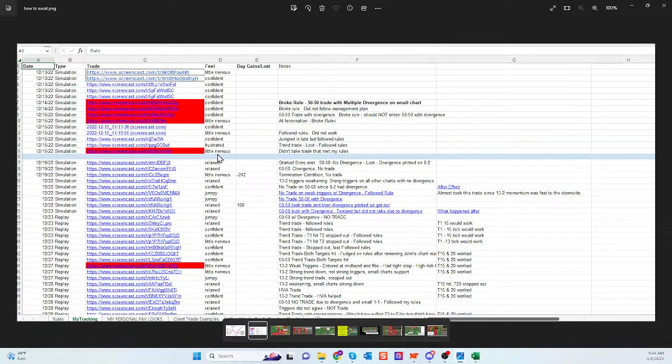How did I feel going into it? Any notes that I had on it? How did I do in the trade? Was it simulation? Was it replay? Was it live? Did my profit targets work? Guys, this is a picture that a Nexgen user allowed me to share with you guys of her spreadsheet.